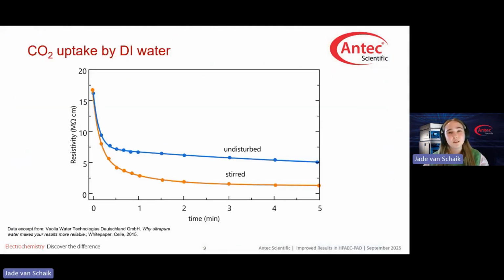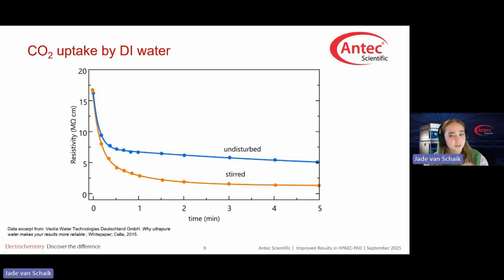So why did I describe CO2 as the main enemy of an HPAEC-PAD eluent? It's because CO2 has a high solubility in DI water. If you leave the water exposed to the atmosphere, CO2 will quickly dissolve, and this process is accelerated when you stir it. Within the first minute, a large amount of CO2 will dissolve, as indicated by the resistivity drop. You can see how sharply it decreases.